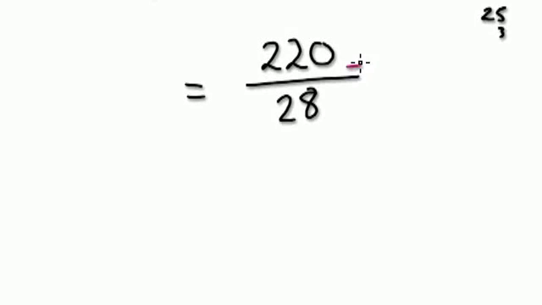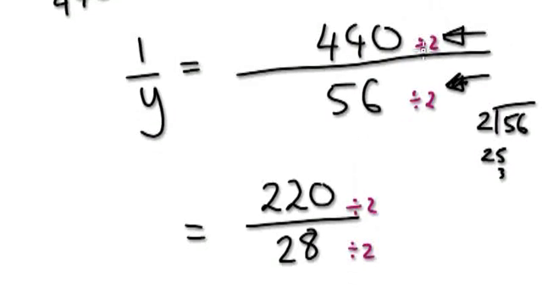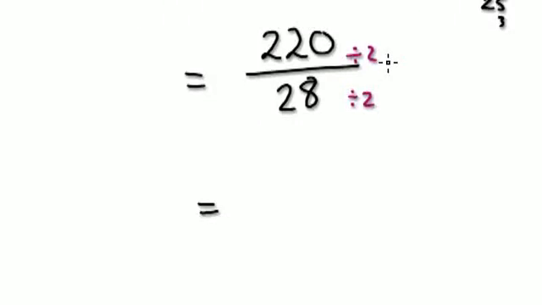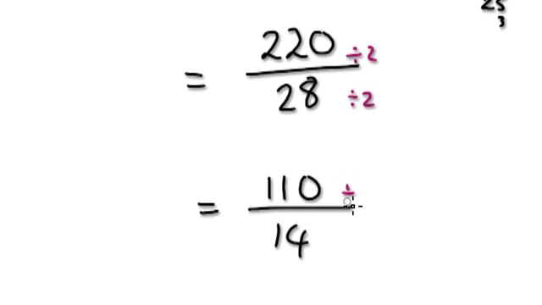It's still even, so we can divide it again. Let's divide top and bottom by 2 again. If you're smart, then you might be able to divide by 4. Instead of dividing by 2 twice, you can somehow jump to 4. But anyway, just do it this way for the time being. Even number. We know we can divide top and bottom by 2. So this one would be 110. This one would be 14.